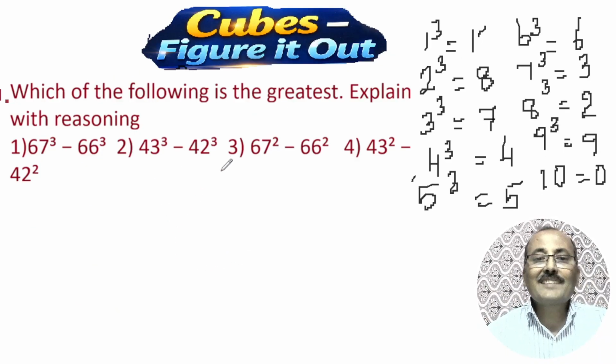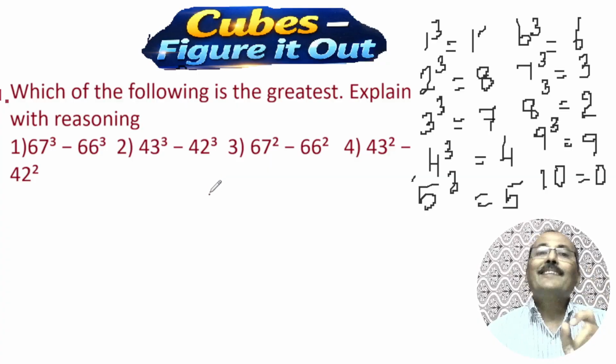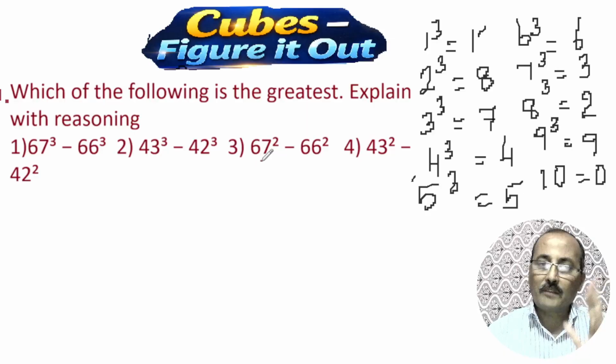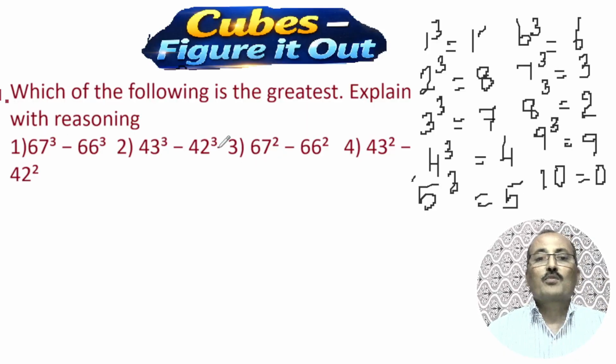Which of the following is the greatest? Explain with reasoning. They're asking only with reasoning, you don't need to multiply. It is quite simple, you can guess it. Which one? 67 cube minus 66 cube, or 43 cube minus 42 cube. This is also one number, but the difference is this is a larger number and this is a smaller number. Then 67 square minus 66 square, and 43 square minus 42 square. Among the 4, which is the least one?